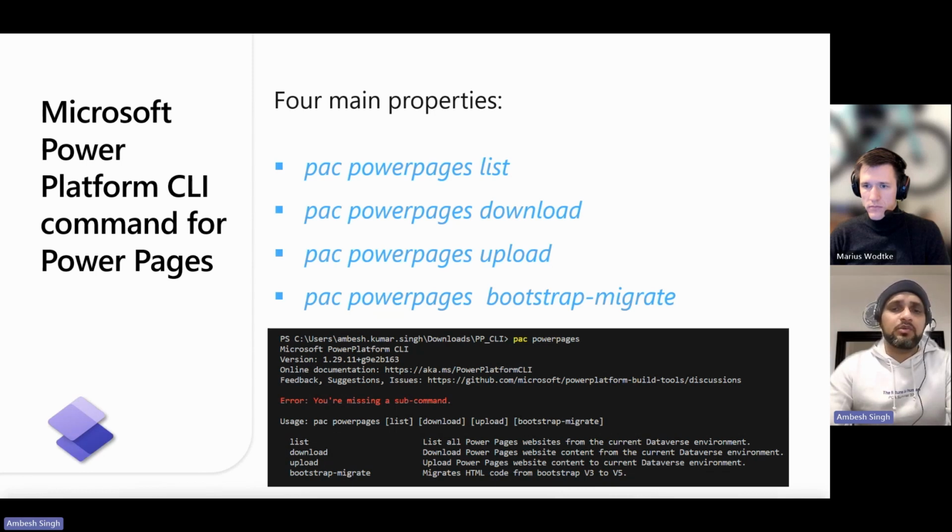What you have to consider is the syntax: pac powerpages download, then you give the path where you want to download. It downloads the portal website content from the current Dataverse environment you have selected, and the path is where the website content will be downloaded. You can write it out, and if you don't want to write the whole path, you can simply use -p, the abbreviation for it.